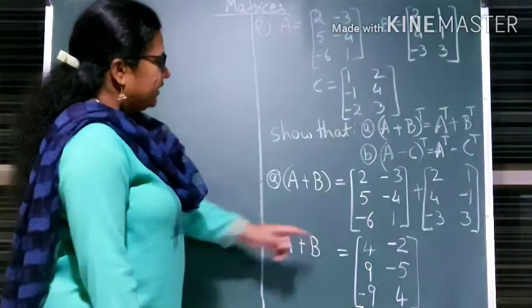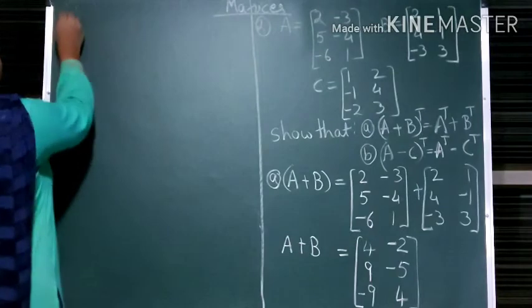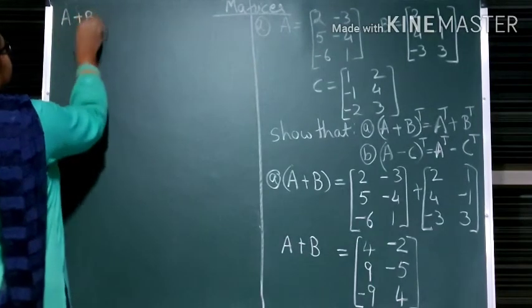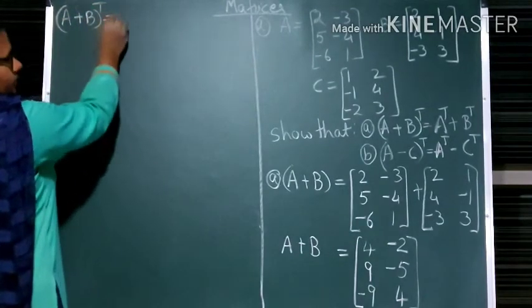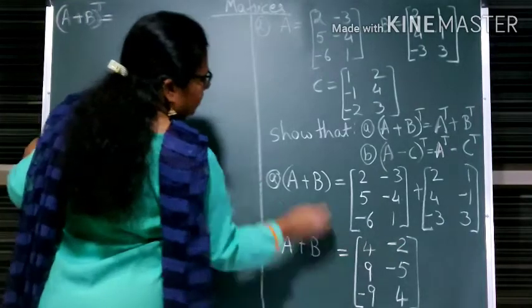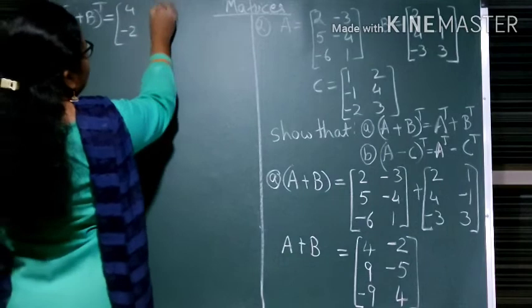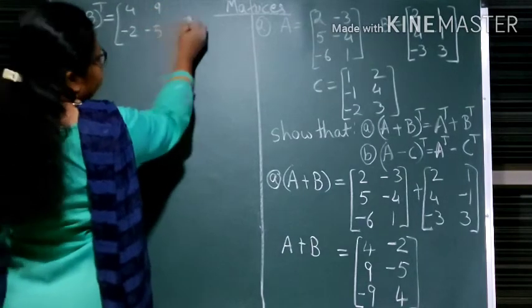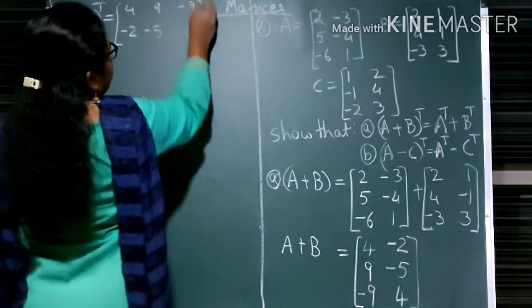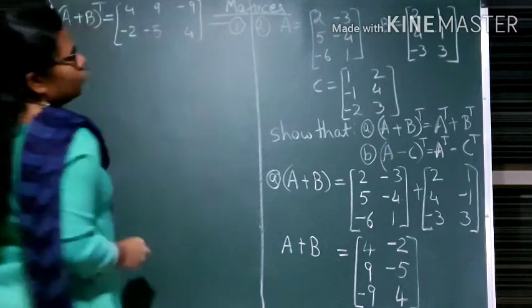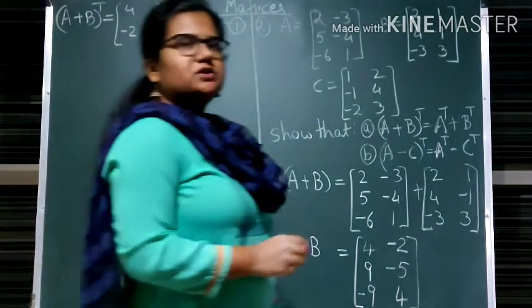Now we will find A plus B transpose. So A plus B transpose. Now rows will become columns. So this is 4, minus 2, 9, minus 5 and minus 9, 4. Name this as step 1. This is your LHS.